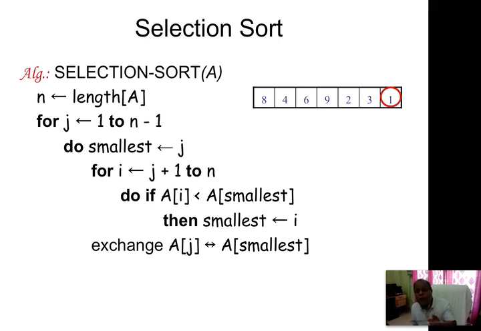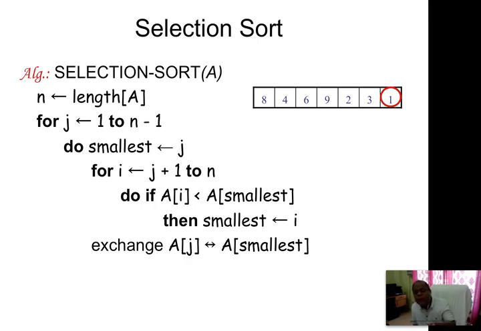Now 4 and 8, which one is smaller? Because the smaller is 4, where i is pointing, hence smallest will be the ith position, the 4th position. Similarly, for i is equal to 2, that means 6th position, no, smallest will not change because a[i] is not smaller than a[smallest]. For i is equal to 3, 9, no, smallest will not change. For i is equal to 4, where 2 is there, then a[i] is 2 and a[smallest] is 4.